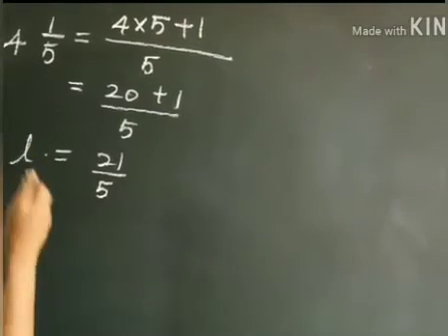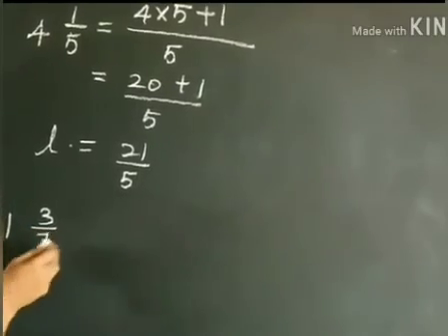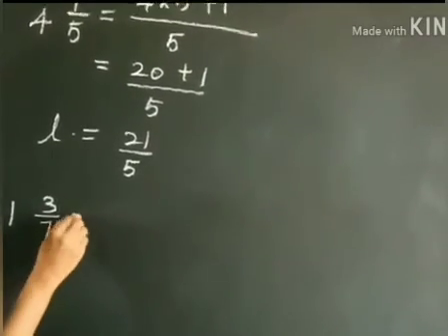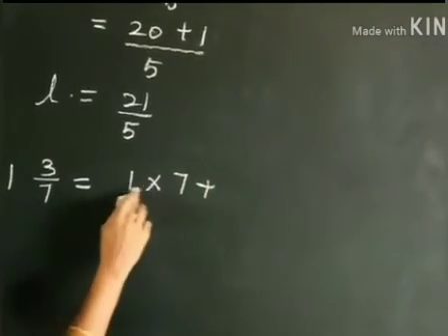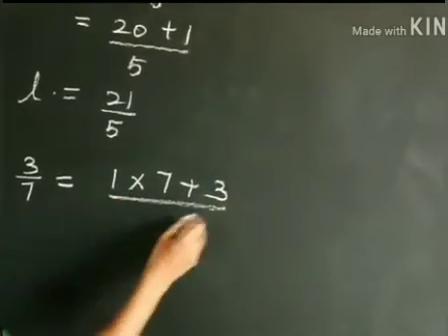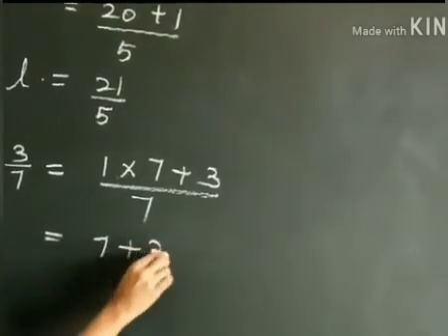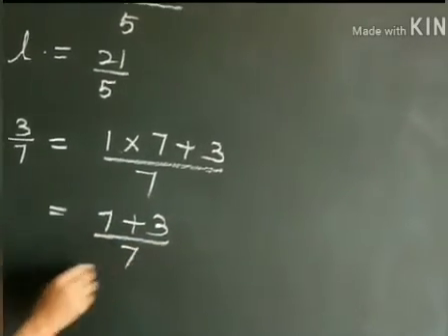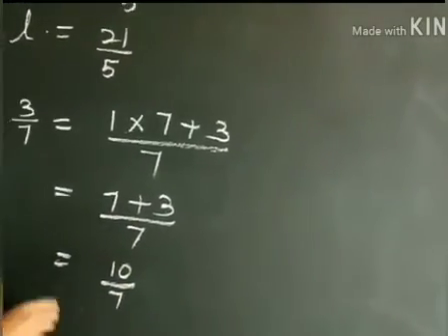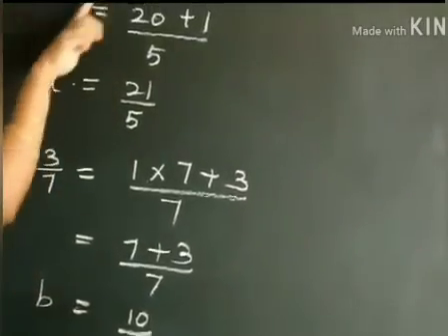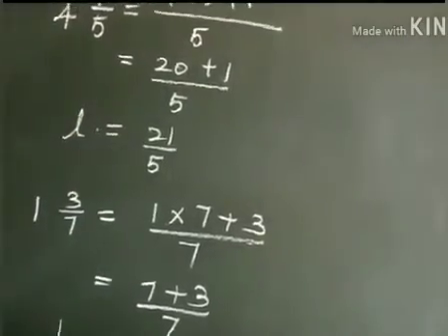This is your length. And then the breadth is 1 3 by 7. This mixed fraction we converted into an improper fraction using the formula: 1 into 7, that is whole number into denominator, plus numerator, divided by denominator 7. 1 7s are 7 plus 3, 10, divided by 7. This is the breadth. So we have to convert the mixed fractions into improper fractions for both, this and this.